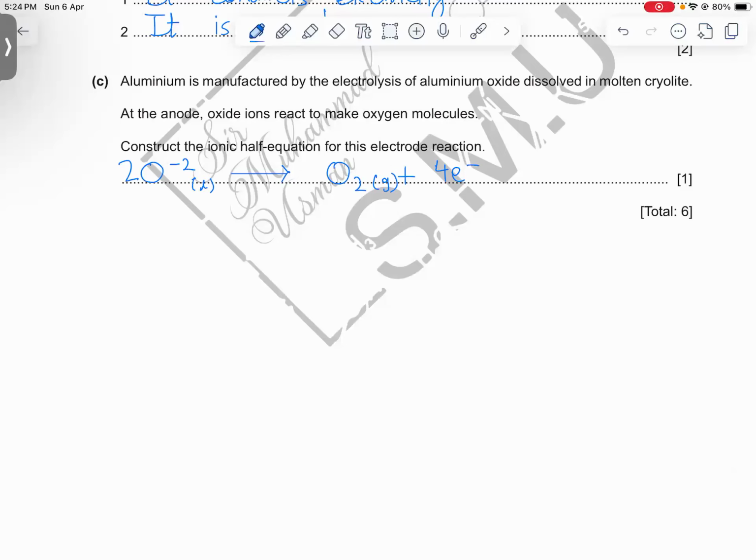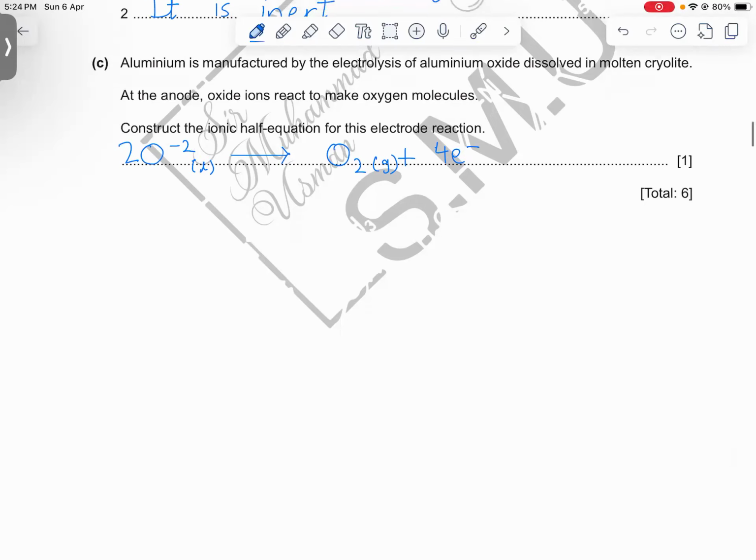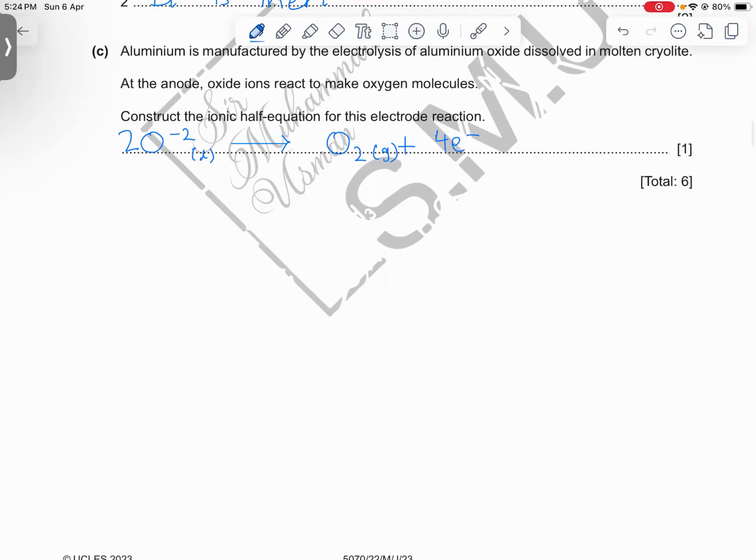State symbols were not asked. You did not have to write state symbols. So you can choose to not write the state symbols as well.